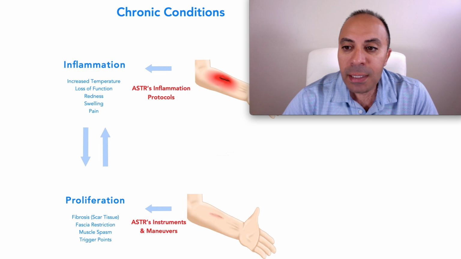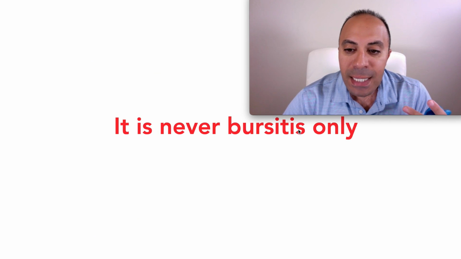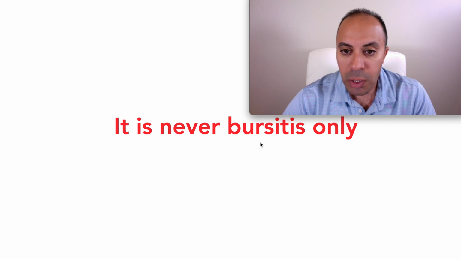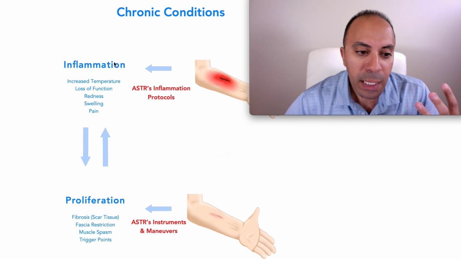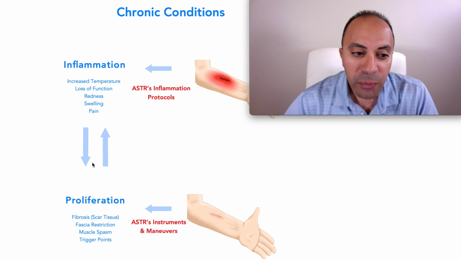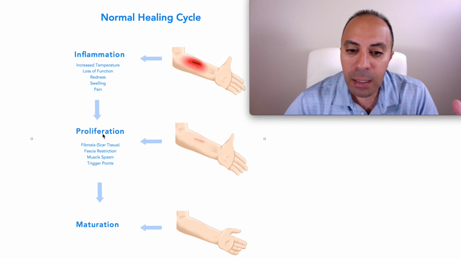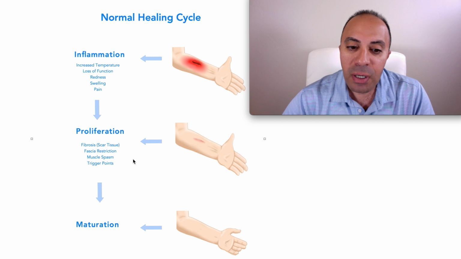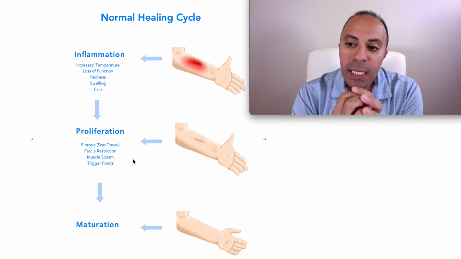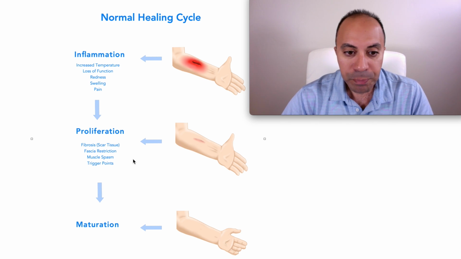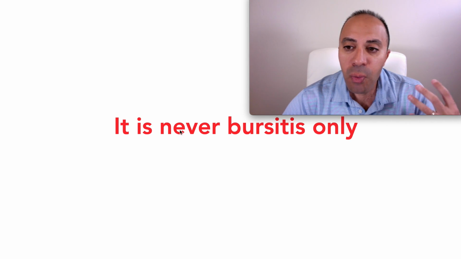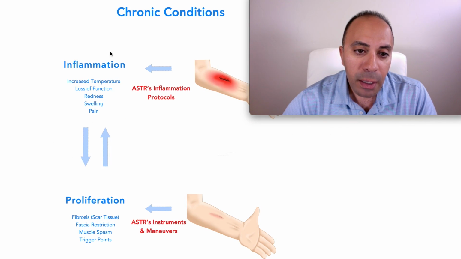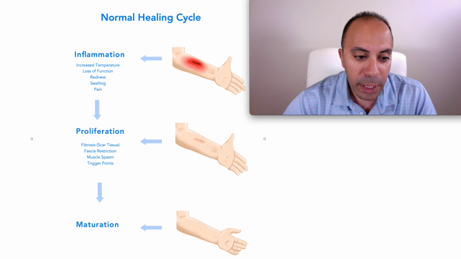So in reality, in real life, it's never bursitis only. Most patients are actually either stuck in inflammation and proliferation, the body going back and forth, or purely stuck in the proliferation stage, which is excessive scar tissue, excessive fascia restriction that compresses on the tissue. So our goal is to know whether you're stuck in the inflammation and proliferation stage, or you're actually stuck in proliferation only.